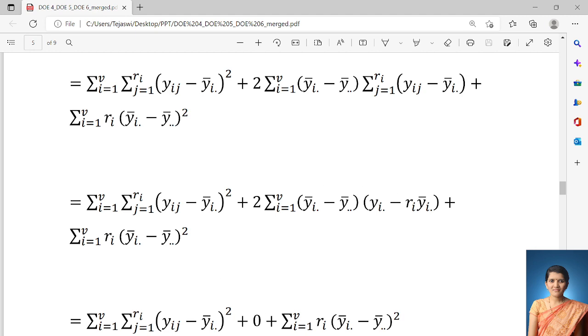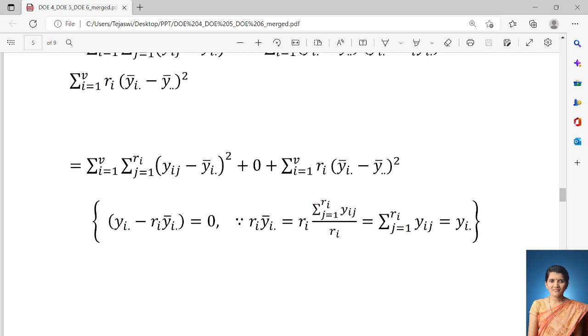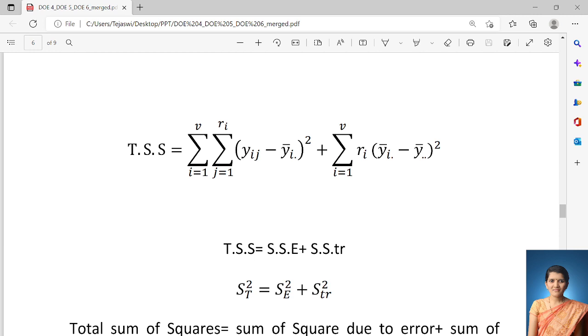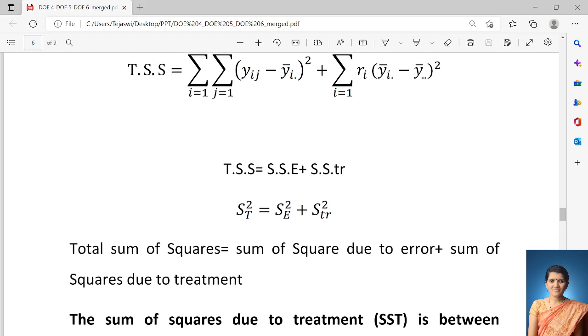So only the quantity double summation of (Yij minus yi dot bar) square remains, and the other quantity is the summation over i of Ri times (yi dot bar minus y dot dot bar) square. This is the total sum of square: the first quantity is the sum of square due to the error, and the next quantity is the sum of square due to the treatment. So the total sum of square is split into the sum of square due to the error and the sum of square due to the treatment.